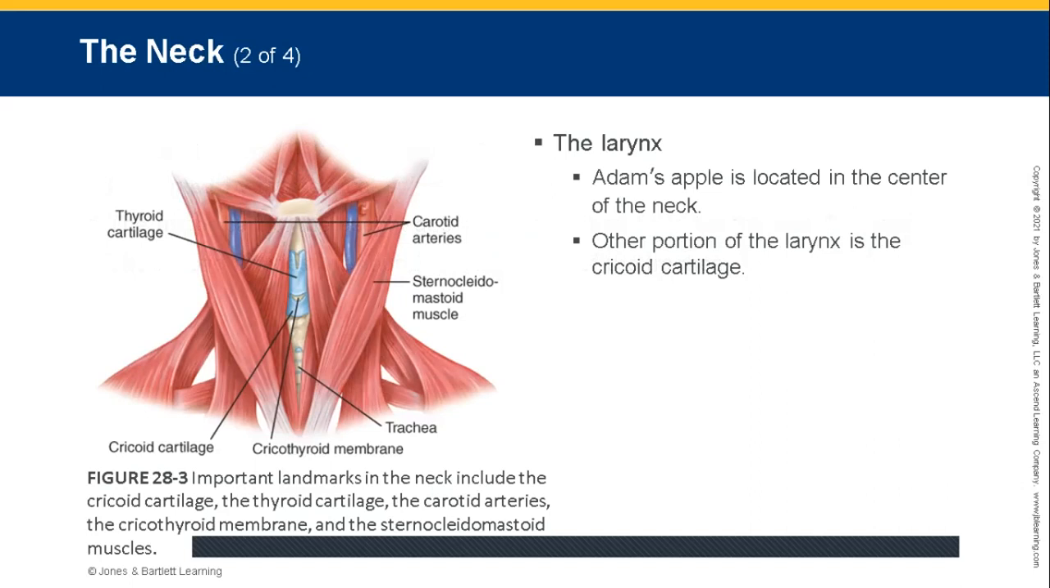Other portion of the larynx is the cricoid cartilage, which is the first cartilage within the trachea that forms a complete ring. Just above the cricoid cartilage is a membrane referred to as the cricothyroid membrane. It is a surgical point in the field for paramedics. And above that, you have the thyroid cartilage, which has that prominence, which is referred to as the Adam's apple.